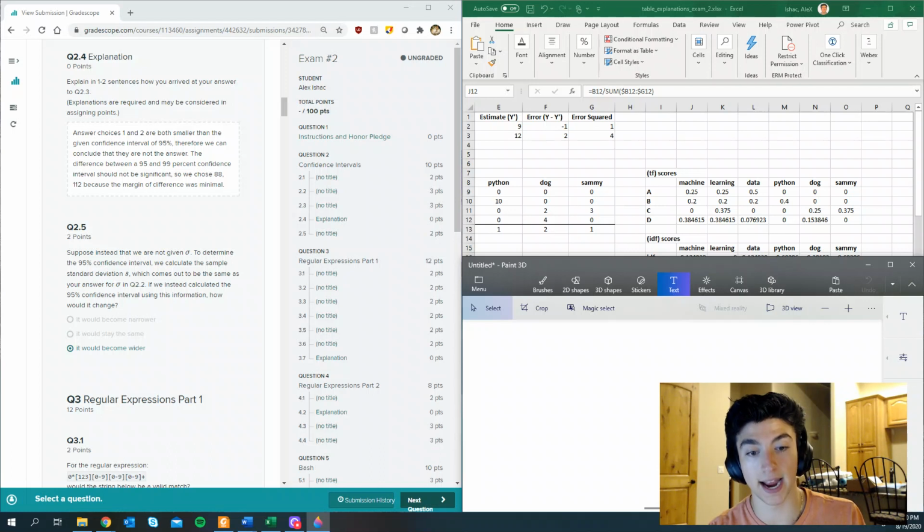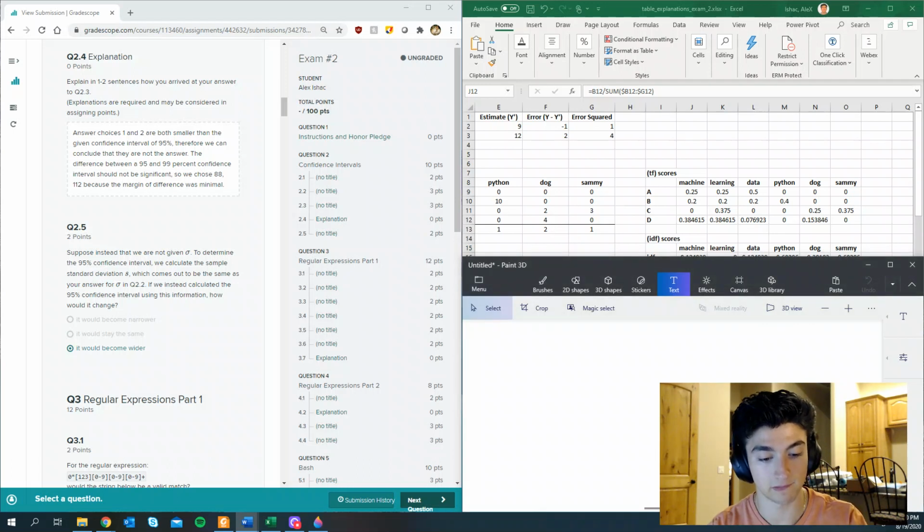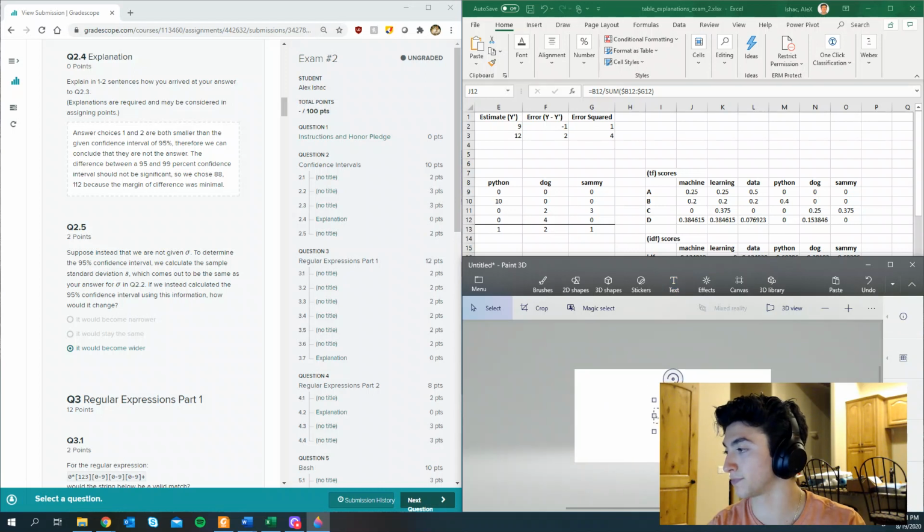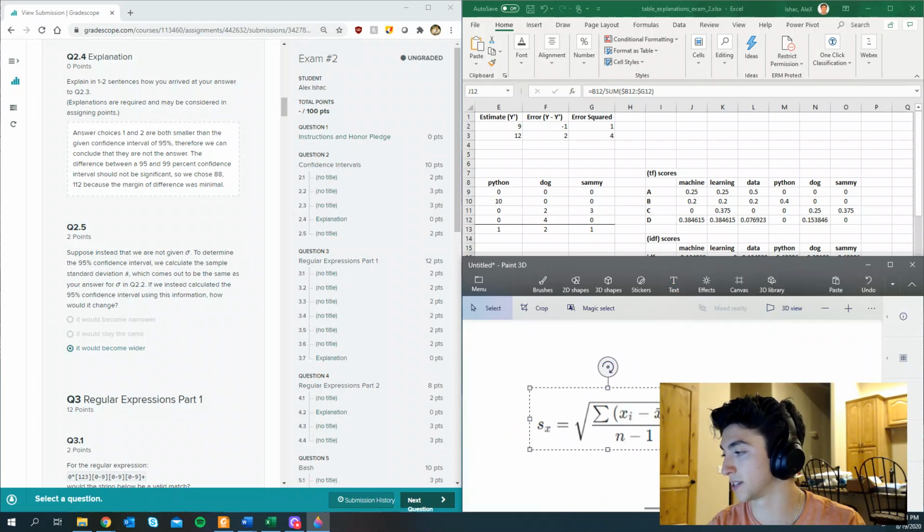And how did I find this? Well, in the equation for sample standard deviation, which is shown on the screen here, this is the equation for sample standard deviation, where we divide by n minus 1. So in the equation for the confidence interval, we also divide by a smaller value, the square root of n minus 1, which gives us a bigger, wider interval. That is the justification.